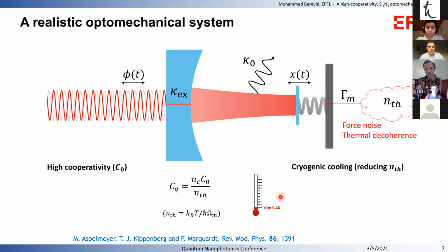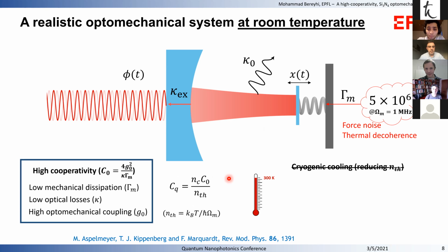Of course, one way to increase the quantumness of the system is to cool it down cryogenically, which has been tried in the field and has been very successful. However, if you don't want to do that and you want to stay at room temperature, just to give you an overview of how difficult it might be, the thermal occupation of a 1 megahertz oscillator at room temperature is about 5 million. Therefore, you need a system which has extremely high cooperativity, meaning that the dissipation rates of mechanics and optics are very low. And you also need to keep these dissipation rates low whilst achieving a very high coupling between the two, which can be challenging. Therefore, we have a checklist to do. We know what we should look for if we want to do room temperature optomechanics in the quantum regime.